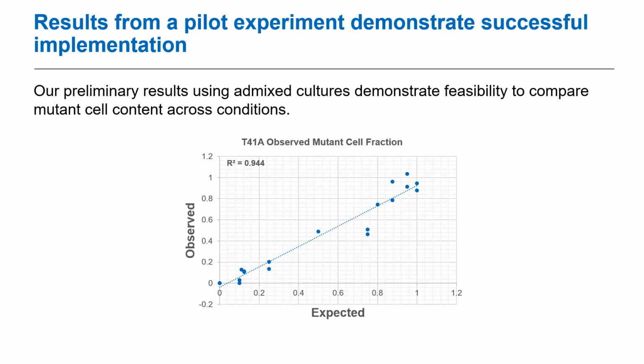So today I'm happy to share the results from a pilot experiment. We pooled several admixed cultures in which we know what the mutant fraction is, and then we followed the proposed barcoding and demultiplexing workflow I just described to see if we can recapitulate the expected tumor fraction. The results of this experiment demonstrate that we can successfully compare the mutant cell fraction across multiple conditions of different degrees of tumor purity using our multiplexing approach.